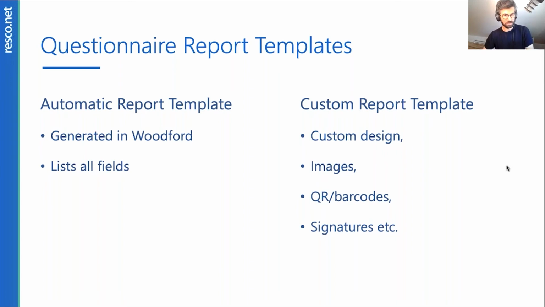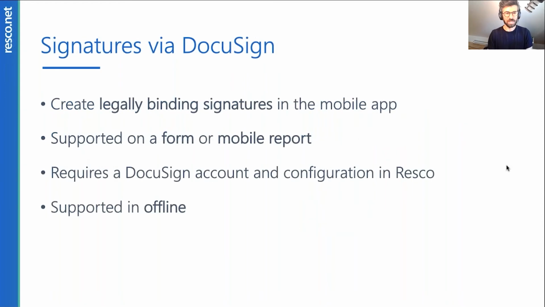If you want to create something fancier, something more custom, you can create your own report template in the report designer. And that template can include custom design, so your own colors, your own logo. You can add images there, QR codes, barcodes, signatures, etc., to really make a nice mobile report, a nice experience for either your customers, partners, suppliers, or some other stakeholders. And we'll go over a demo to show you how these different templates look like, automatic versus custom.